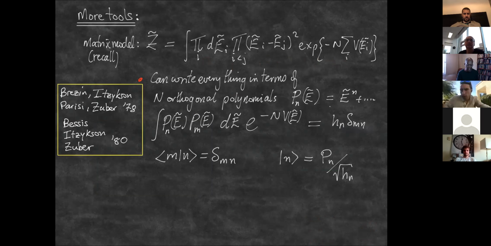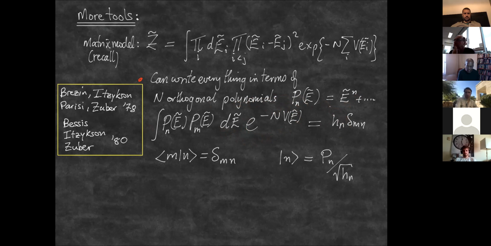Here it is in terms of the energies. And what you can do, and this was carried out very nicely in these beautiful papers in the late 70s, early 80s, is to write everything in terms of orthogonal polynomials. There are N of them that start out as E to the n, and then they're orthogonal with respect to this measure involving your potential. There's some normalization like that. And I can divide by a square root of that and actually have an orthonormal basis for the polynomials.